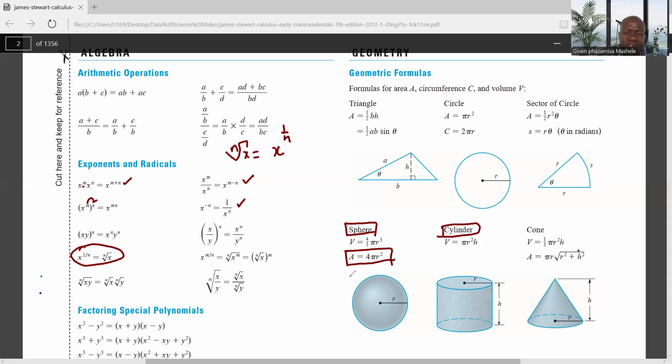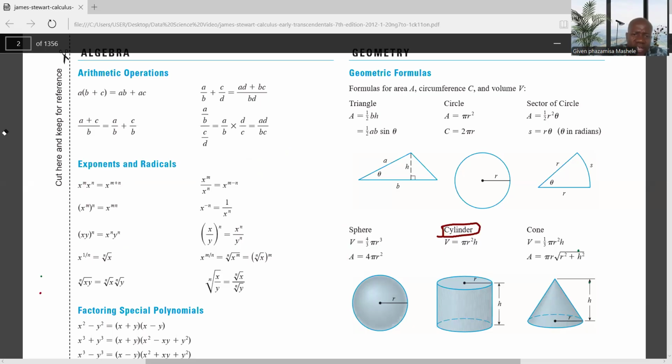So you see that by knowing calculus, it's easier to know most of the things. So the area of a sphere is 4 pi r squared. It's very, very important. Whereby if we take the equation of the volume, it's 4 over 3 pi r cubed.